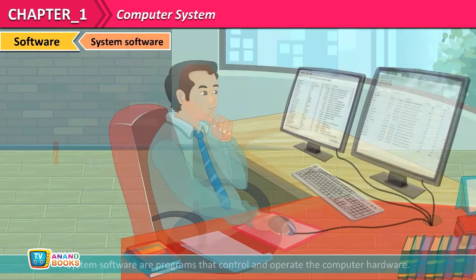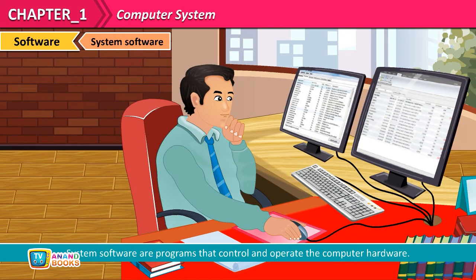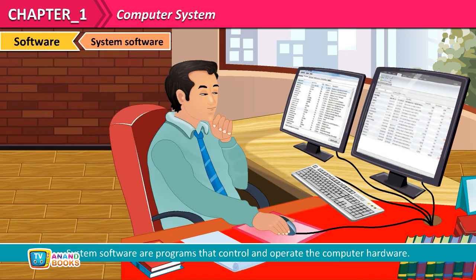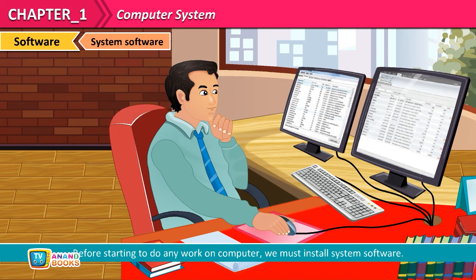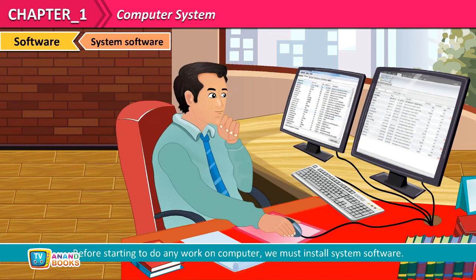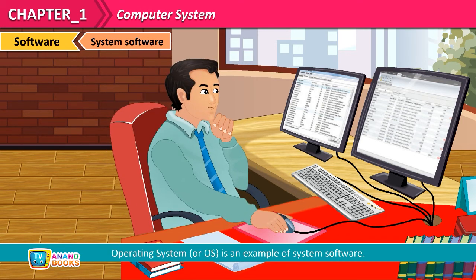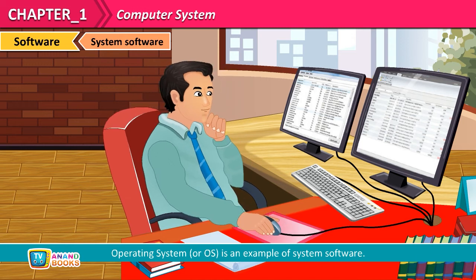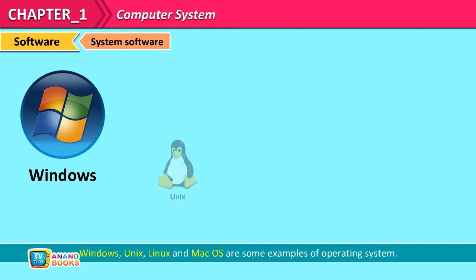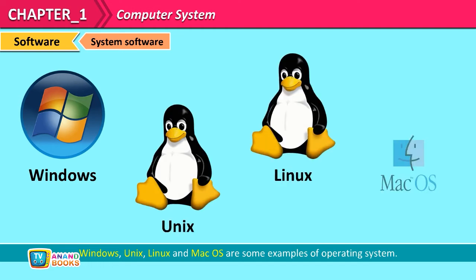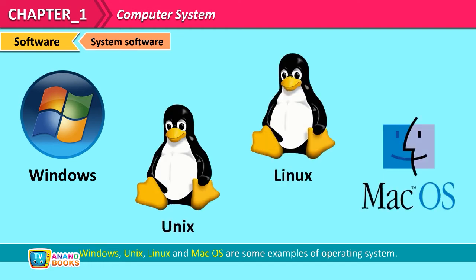System software. System software are programs that control and operate the computer hardware. Before starting to do any work on a computer, we must install system software. Operating system, or OS, is an example of system software. Windows, Unix, Linux, and Mac OS are some examples of operating systems.